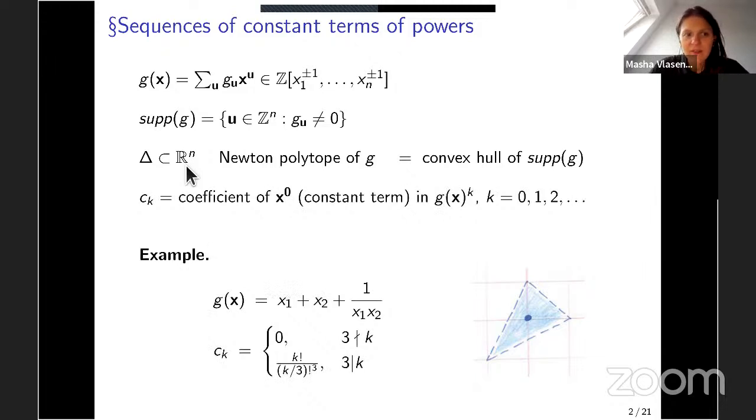Let's consider the sequence of constant terms of powers of our Laurent polynomial. Here is an example. If the Laurent polynomial is x1 plus x2 plus 1 over x1 x2, then our sequence has zeros when 3 does not divide k, and otherwise it's k factorial over (k over 3 factorial) cubed.